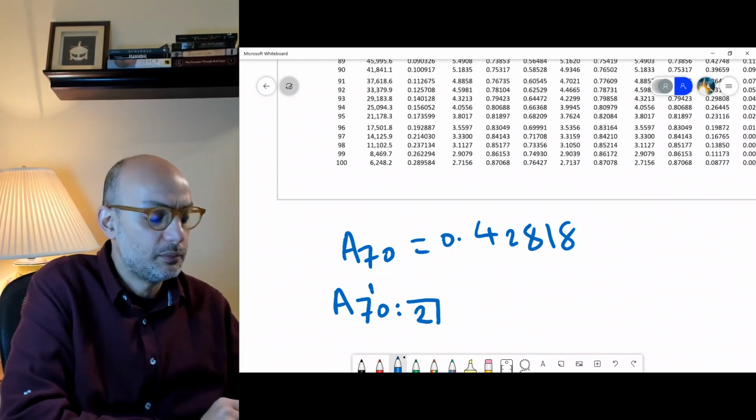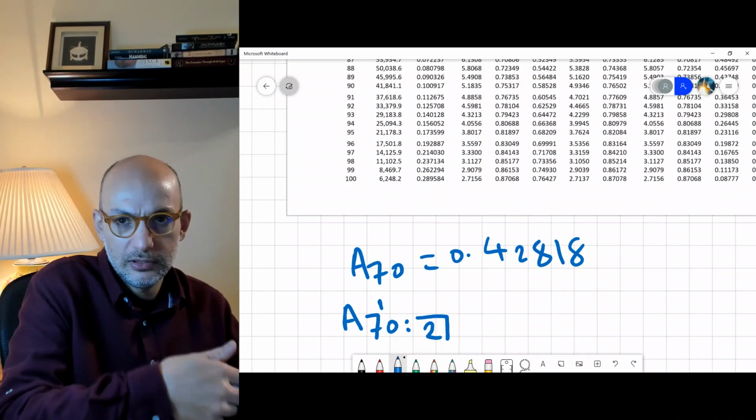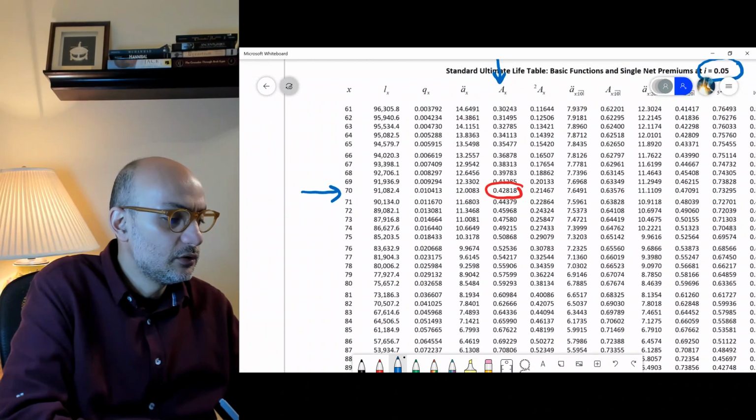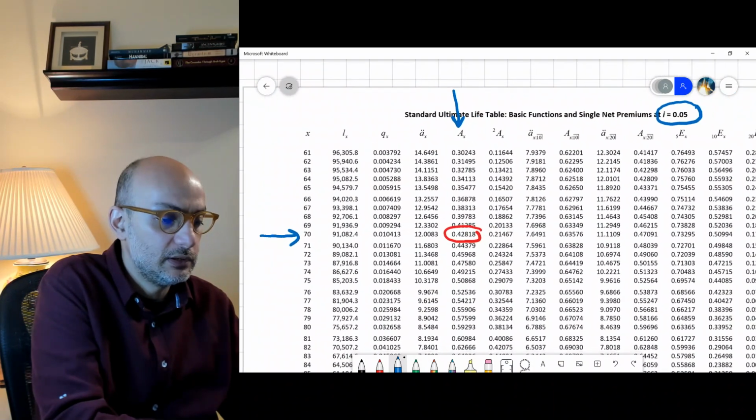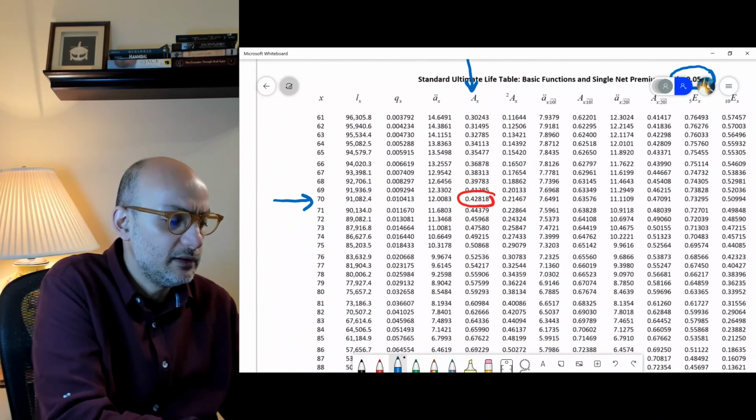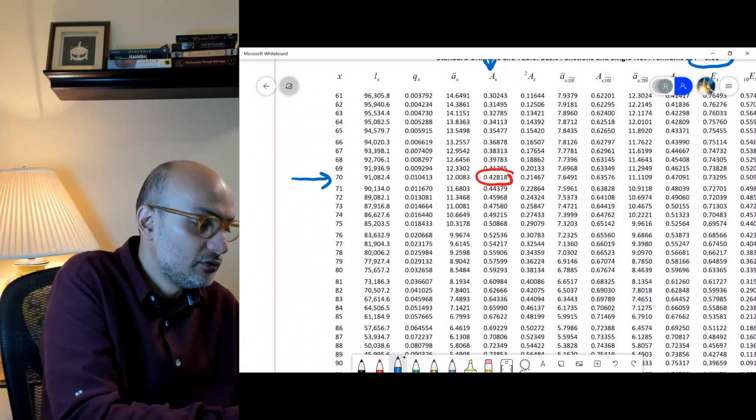Now let's see if you want to calculate A70 for 2 years, term insurance. Term insurance is paid at the end of the year if death occurs within 2 years. So we look here, we don't have this one, right? We can see here we have 20, but we don't have this one, but it's easy to calculate it. So we are now calculating it for 2 years.